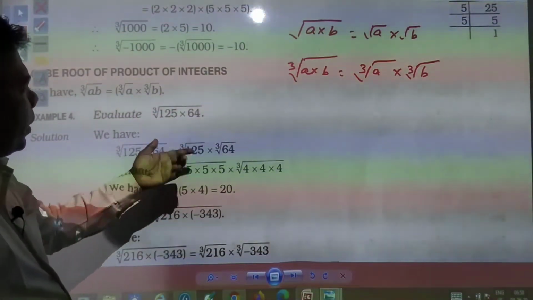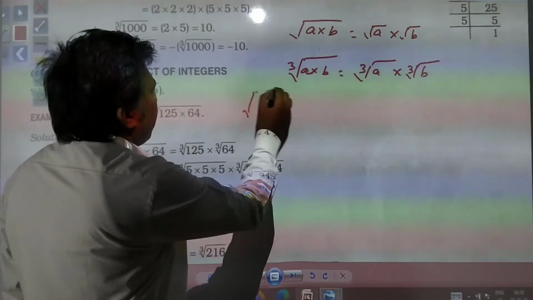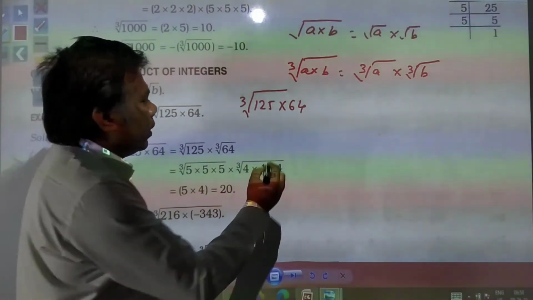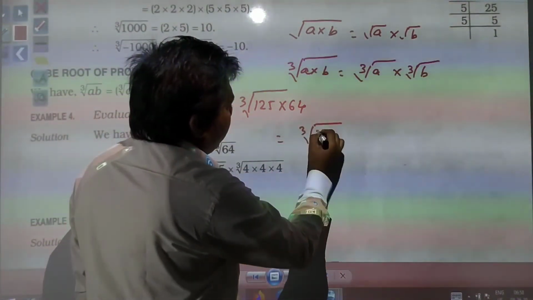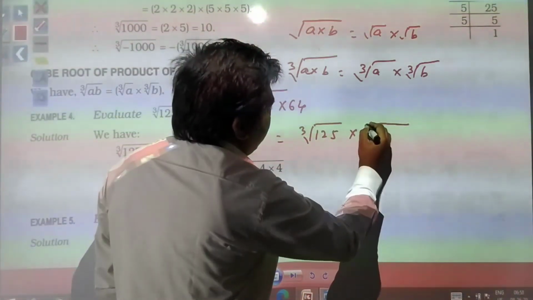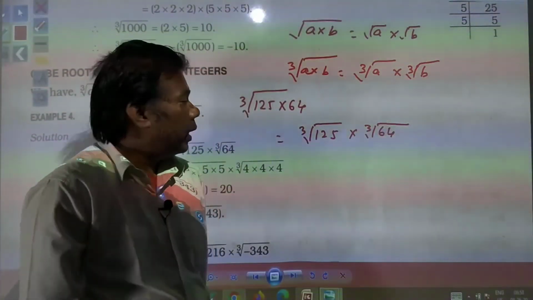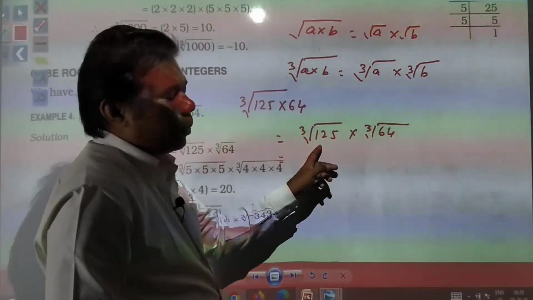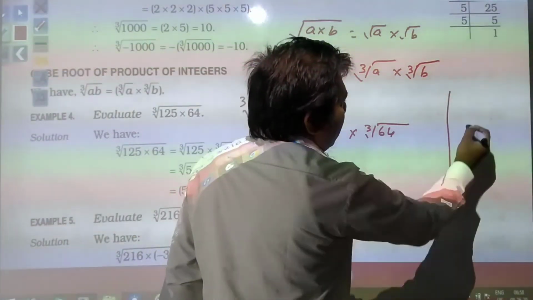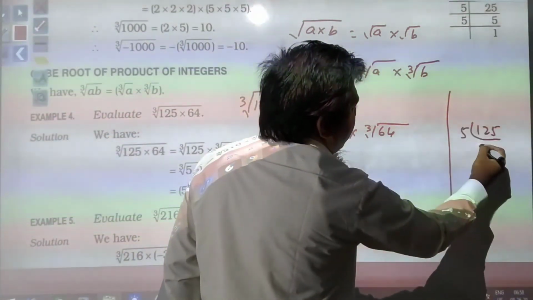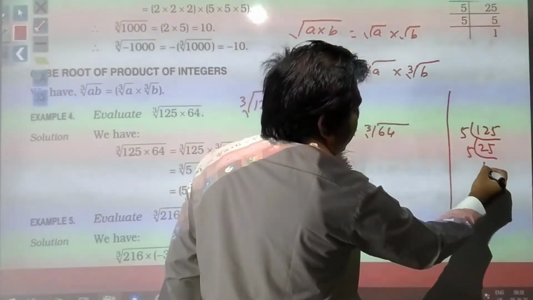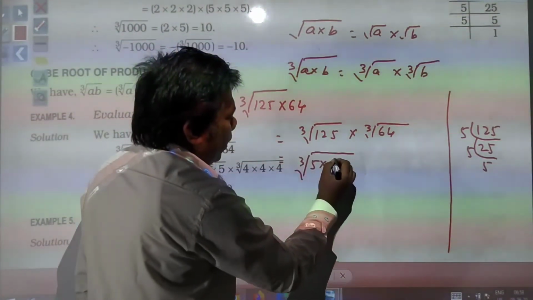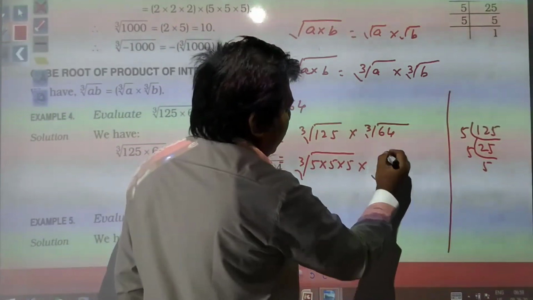So suppose an example has been given, cube root of 125 into 64. If you need to find it out, how will we find it? This will be cube root of 125 into cube root of 64. Then what do we need to do? We just need to find the prime factors of 125. So 5 twos are 10, 5 fives are 25, and 5 fives are 25. So this will be cube root of 5 into 5 into 5, and this one, 64, you have.